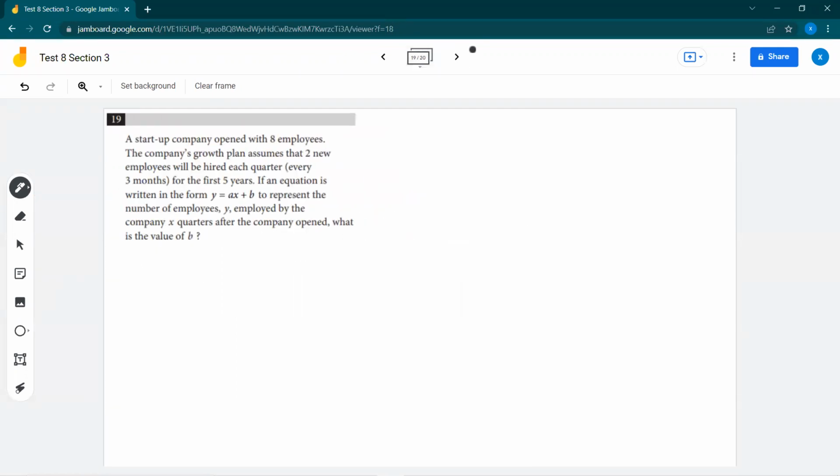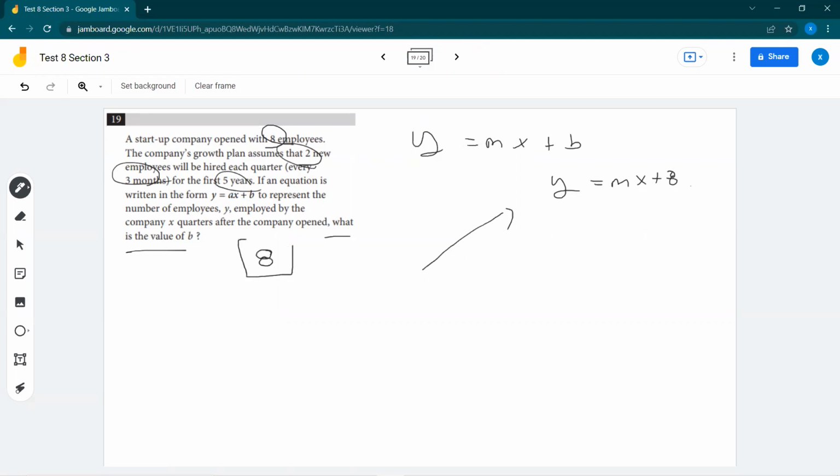Okay, a startup company opened with 8 employees, and the company's growth plan assumes that 2 new employees will be hired every quarter. So they're starting with 8. If we had an equation y equals mx plus b that models the growth as a positive line, the y-intercept is 8, because at 0 they have 8, so it's y equals mx plus 8. That's the answer, because they're asking what is the value of b. We don't need to do any other work here. Whatever happens here is just telling us about the slope. And so the answer is 8. It's just reading the problem carefully and identifying that detail.